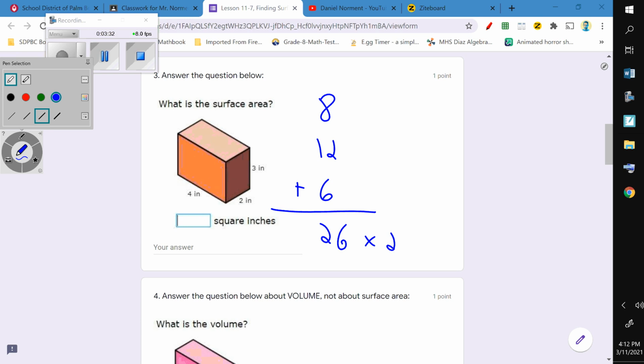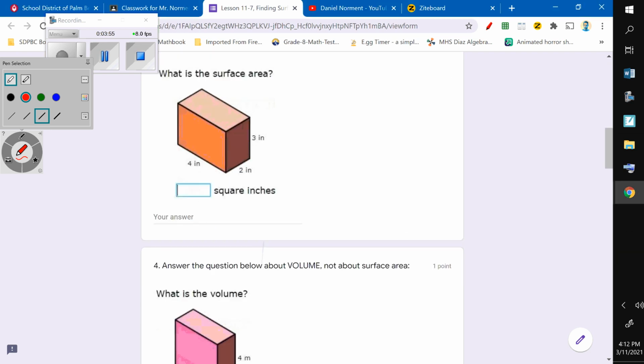So how did I get those numbers? In case you weren't paying attention, I did 4 times 2. That's 1. I need all 3 numbers times each other. Then I'm going to do 3 times 2, which is right here. And then I have 4 times 3, and that's my last one. There you go. So do 26 times 2, and you're good.